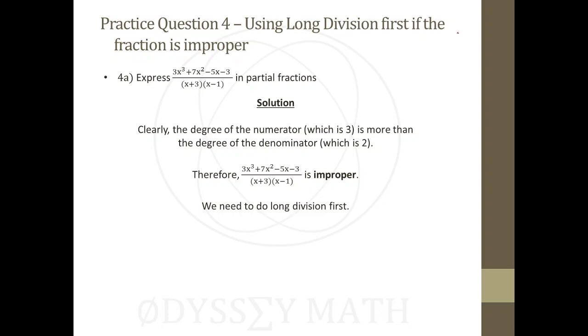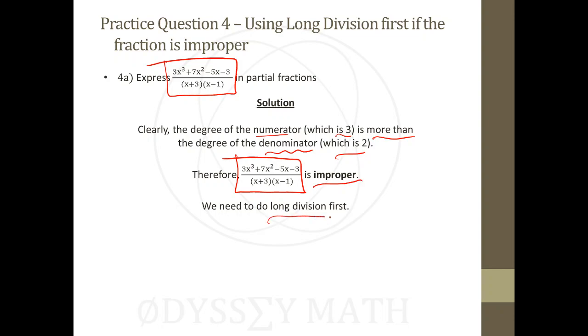We can see quite clearly that the degree of the numerator, which is 3, is more than the degree of the denominator, which is 2. Therefore, this fraction is improper. Therefore, we need to do long division first.